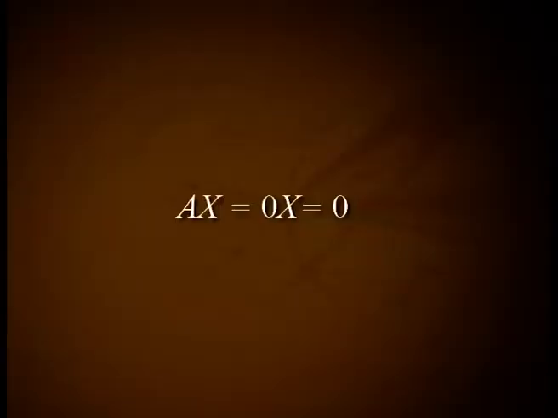Theorem 7: 0 is a characteristic root of a matrix if and only if the matrix is singular. Proof: the characteristic equation of A is given by determinant of A minus lambda into I equal to 0. 0 is a characteristic root implies there exists a non-zero column matrix X such that A into X equal to 0 into X, which is equal to 0. This implies that the matrix A is singular.